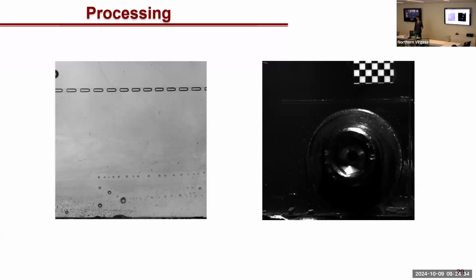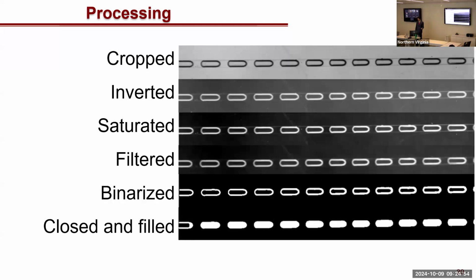So this raw image has a lot of non-useful data within it. An image is basically a matrix of numbers, and so the smaller the matrix is, the less computational complexity you have. So in order to just look at our region of interest, we cropped the image. Once the image was cropped, we inverted it so that the lighter pixels were considered as bubbles, and the darker pixels were considered as empty space.